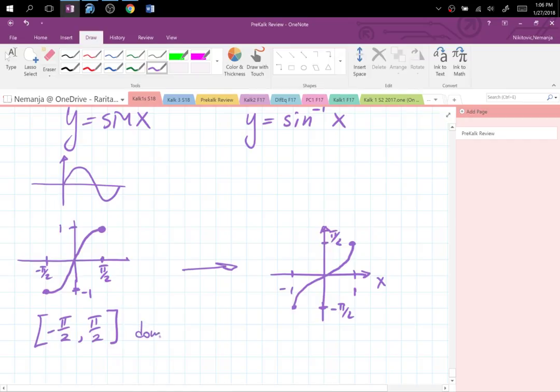So this is the domain, and -1 to 1 is the range. Now that swaps over here: -1 to 1 is the domain, and -π/2 to π/2 is the range.